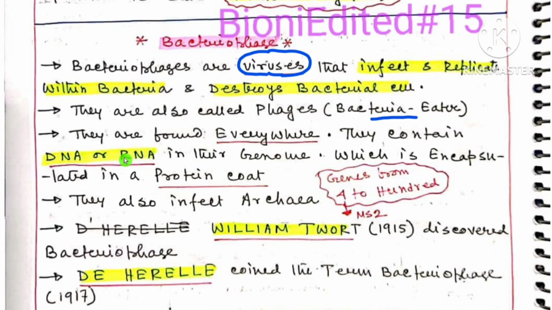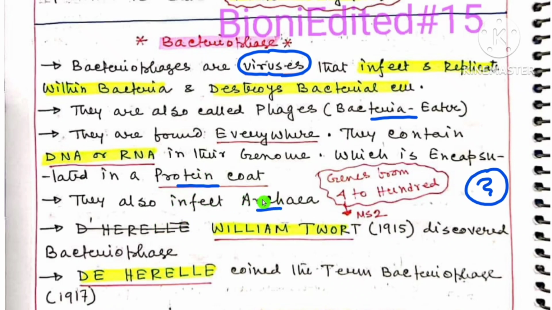In any living organism, both types of nucleic acid, DNA and RNA, can be found, but since this is a virus, either DNA or RNA can be found in their genome, which is encapsulated by a protein coat. In any virus the protein coat, or capsid, is present, and inside this capsid the genetic material is present, which may be either DNA or RNA. So a bacteriophage may be DNA containing or RNA containing, and the nucleic acid is covered by the protein coat, also known as capsid.